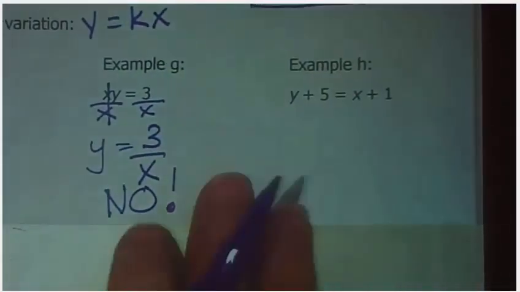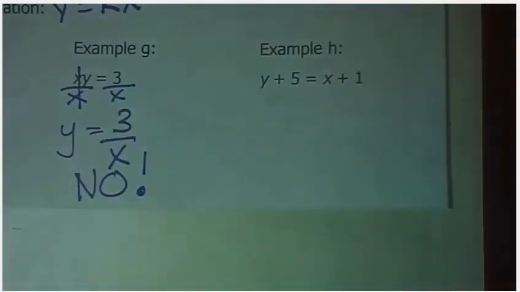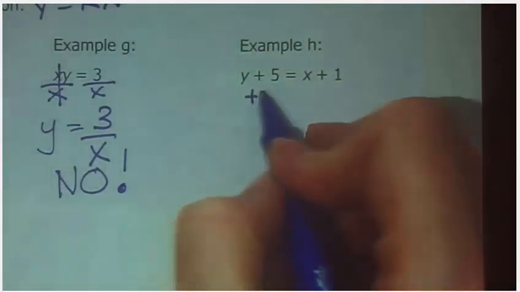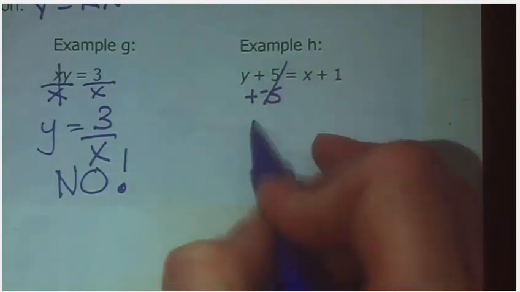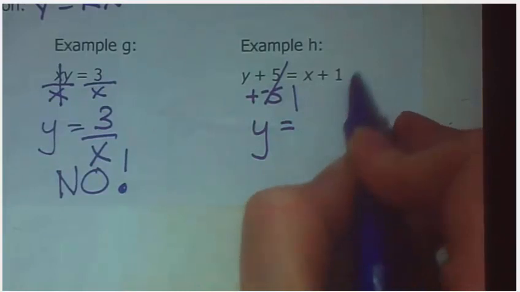Yikes, look at this one. All right, so I have y plus 5 equals x plus 1. All I need to do is get the y all by itself. So let's get rid of this 5. So add a negative 5. So now y is all by itself. So I have to add a negative 5 over here.